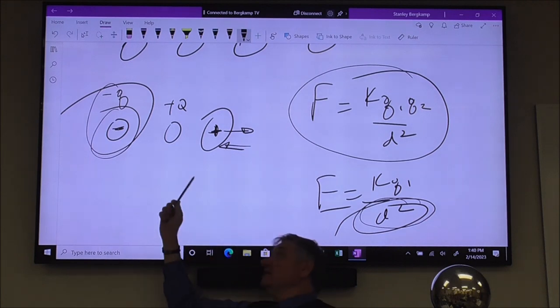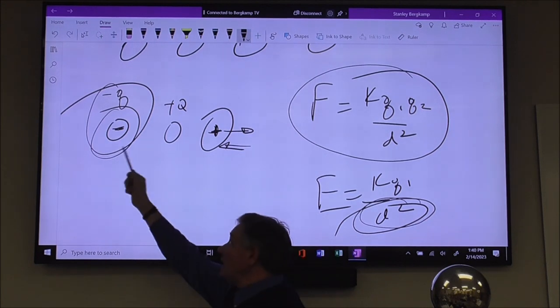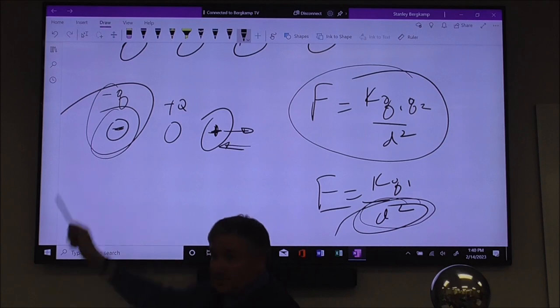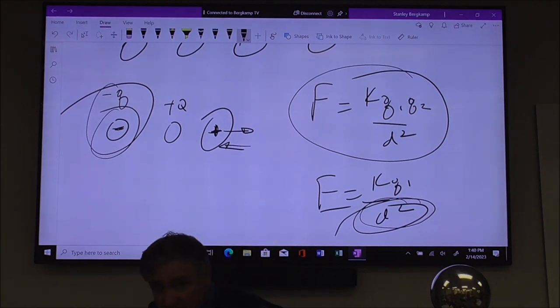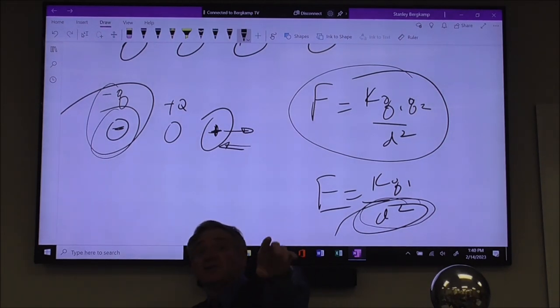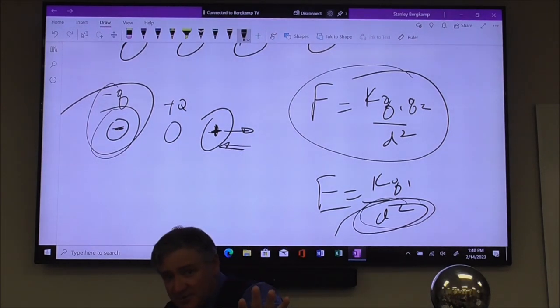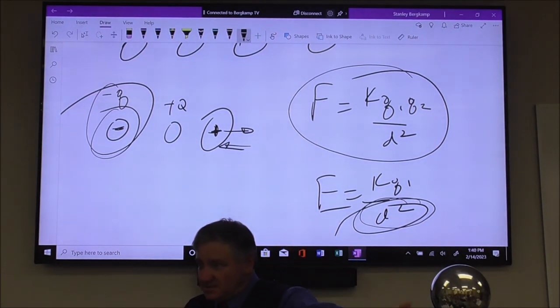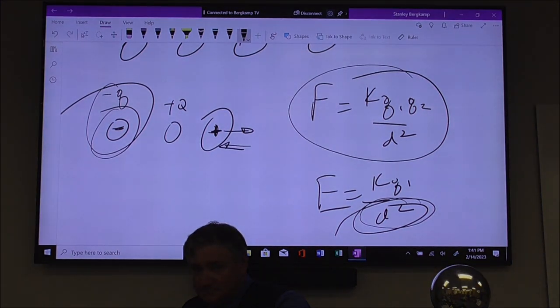Now, if you just look at this, this is doubling the distance from here to here. If you double the distance, you have to have four times the charge. Okay, that was way harder than I thought that problem was.